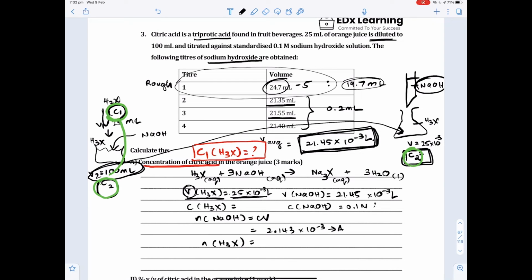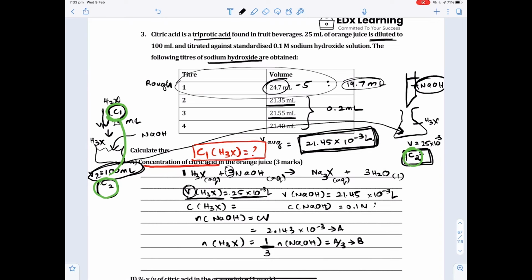That's A on 3. I would say itself over the other. So the number in front of itself, which is H3X, is 1. The number in front of the other compound, which is NaOH, is 3. So 1 on 3 times the number of moles of the other, which is A. That's equal to A on 3. Very good. So now we'll store that as B. A on 3 is B. Okay, so we've got the number of moles of H3X.